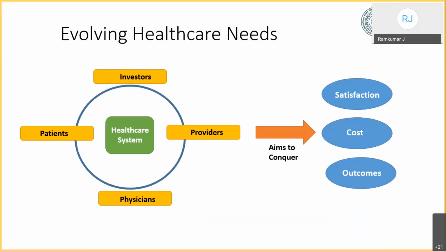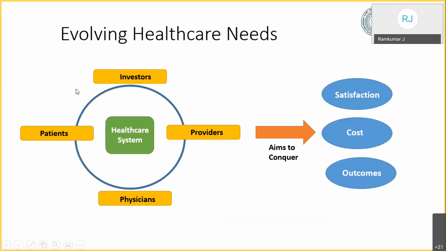Okay, so you see, when we start solving a healthcare problem, we should not only look at the patient, we should not only look at the physician, we should not only look at the investors, we should not only look at the providers, we should look at a combination of all these people, look at the problem statement and give weightages for all of them to start solving it.